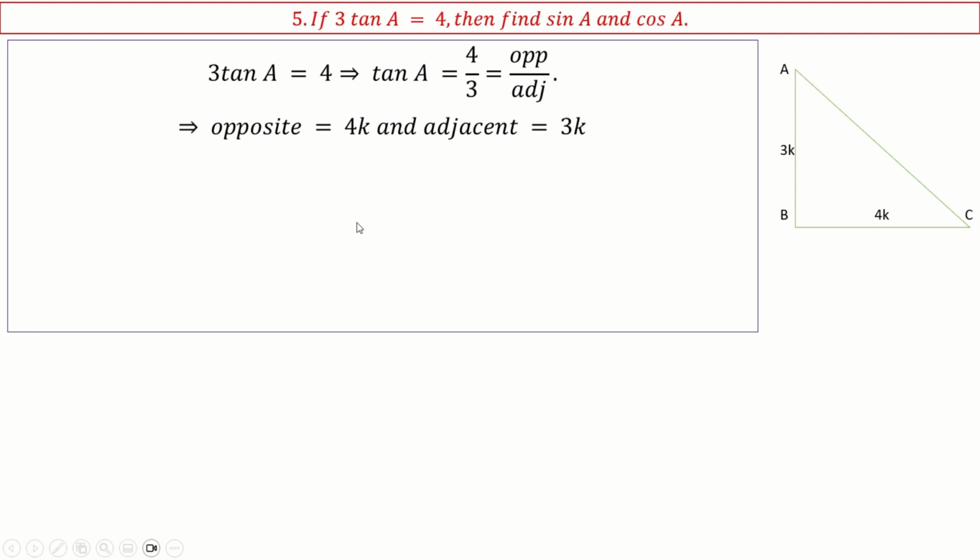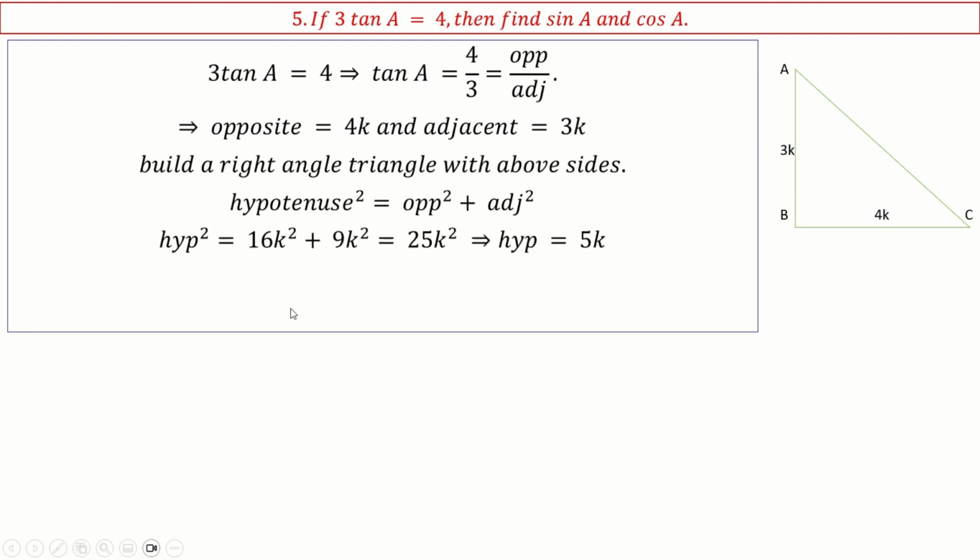From Pythagoras theorem you can find it easily. Once you know that, sin A is 4k by 5k, which is 4 by 5. Cos A is 3k by 5k, which is 3 by 5. Next.